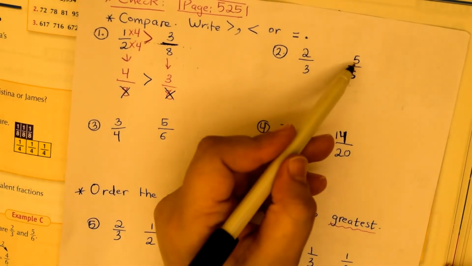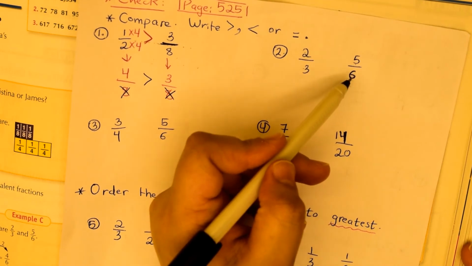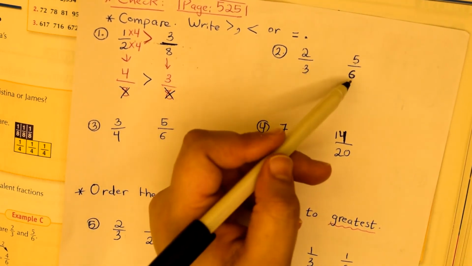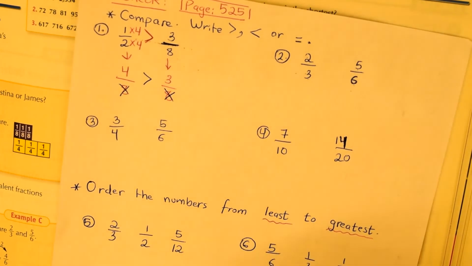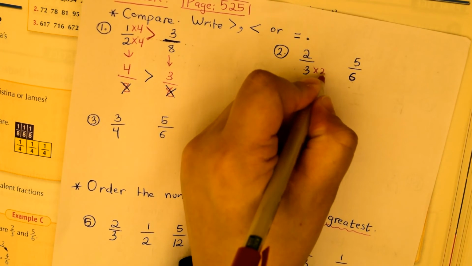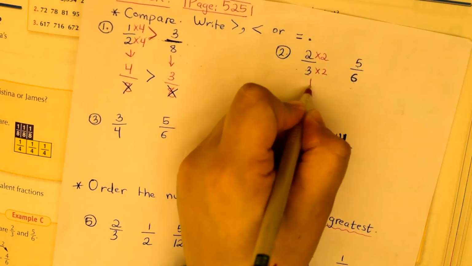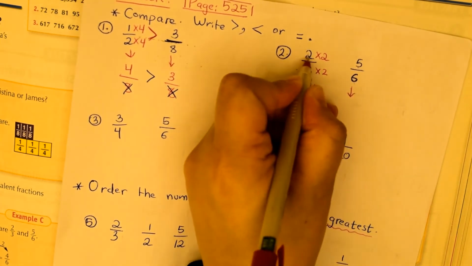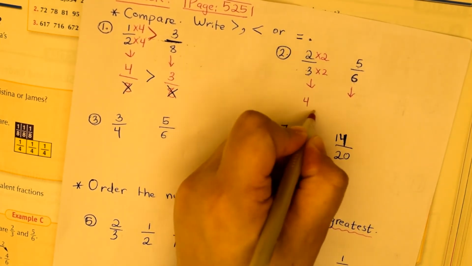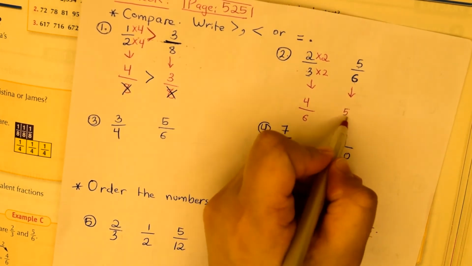Okay, now for number 2. I don't have common numerator. I don't have common denominator, so I have to make common denominator here. So I have the 3 and the 6. How can I make the 3 6? I can multiply here by 2 because I know that 3 times 2 equals 6. Since I multiply down by 2, I have to multiply up by the same number. So here 2 times 2 equals 4 over 3 times 2 equals 6, and this fraction, it will go down.